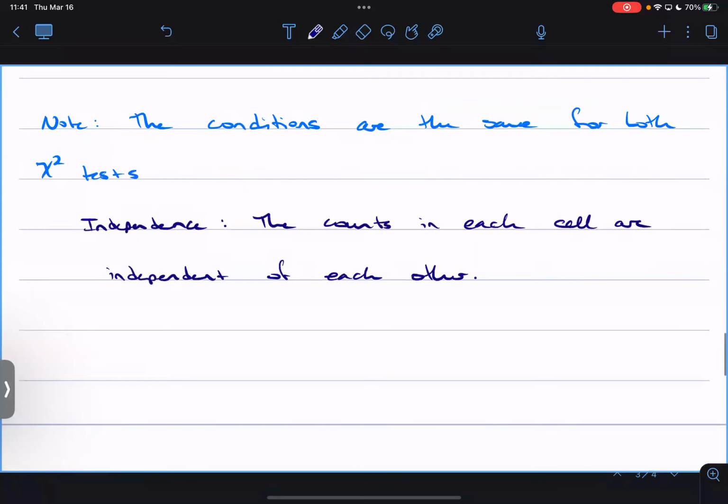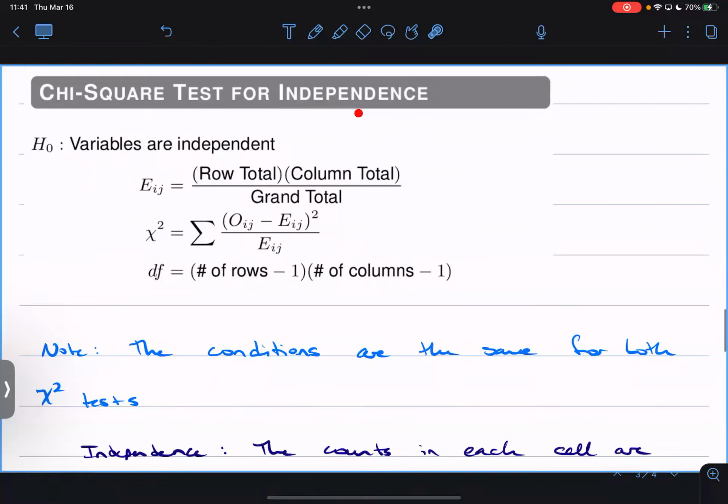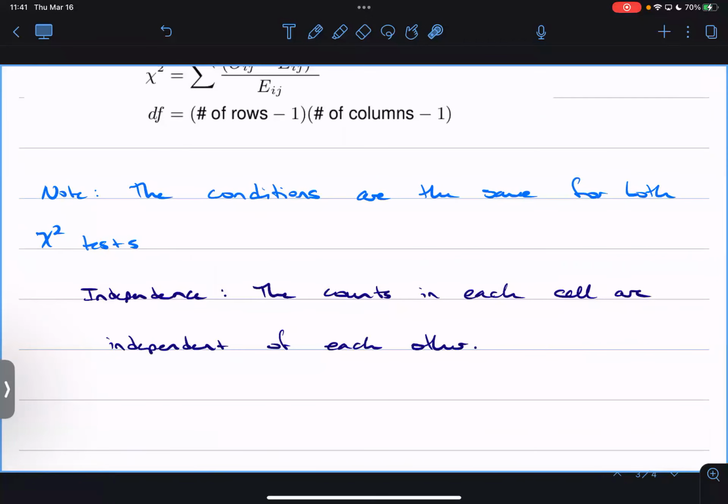I just realized that it could be confusing. I guess we're doing a test for independence, but the context is different, right? Here we're talking about the condition of independence of the counts, whereas here we're talking about the independence between two variables, right? So the counts in each cell are independent of each other, which we can achieve by random sampling, or we have to assume that they're independent of each other. That can happen, and it happens quite often for chi-squared tests.